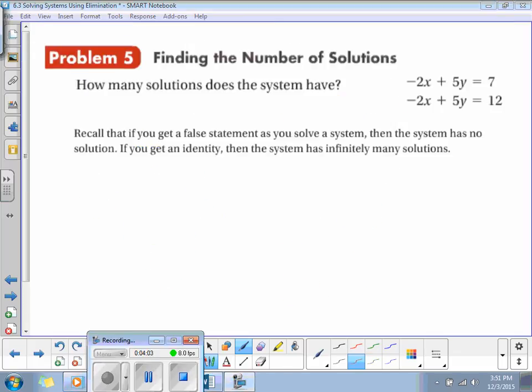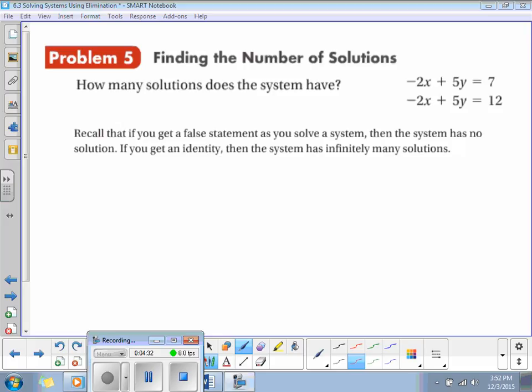All right, problem 5 is finding the number of solutions. How many solutions does the system have? Now, remember that if you get a true statement, 7 equals 7, right? That means what? If it's a true statement, you have infinitely many solutions. If it's a false statement, that means no solution. Very good.